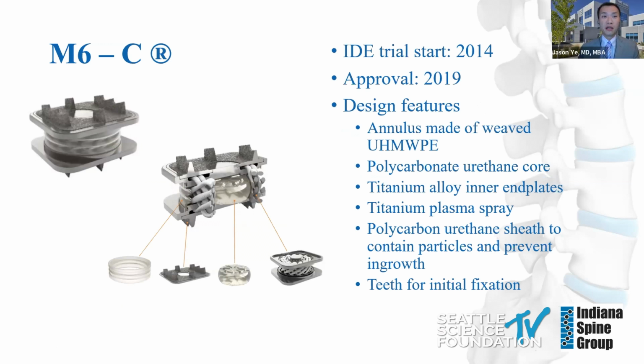The M6C allows for axial compression by use of compressible polycarbonate urethane core with weaved polyethylene fibers. It had an outer polycarbonate urethane sheath to contain any wear particles. This disc was designed to cushion against axial compression forces to further reduce adjacent segment stresses. Some of the design elements resemble that of the Bryan disc. The M6 was approved for use in 2019.